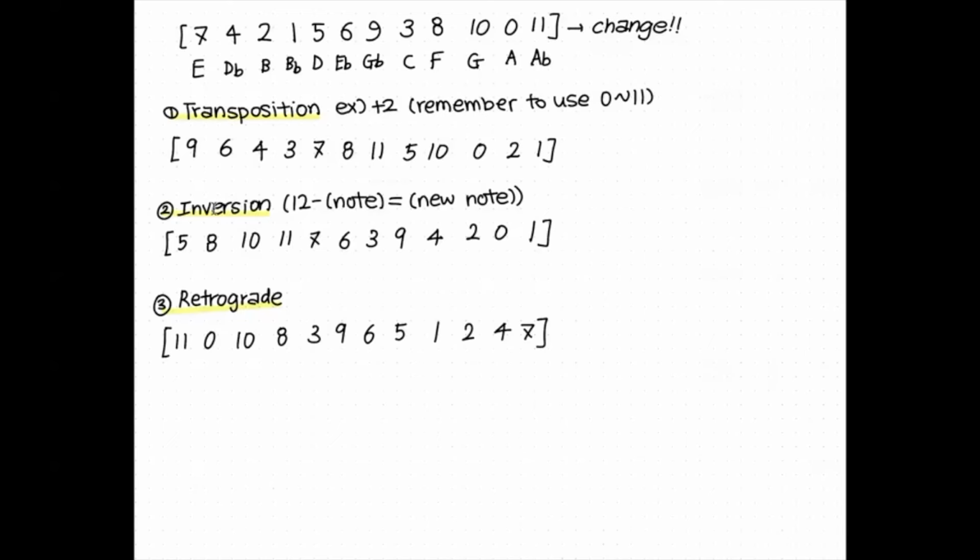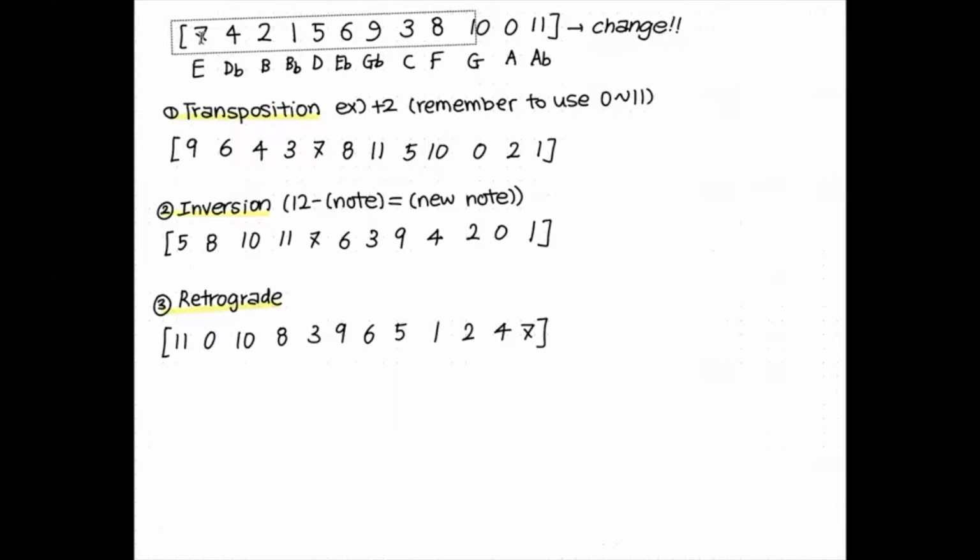Next up, we have inversion, which is switching every note in the scale to the other note that's equally close to the root note. For example, in an inversion, the third note in the scale would become the 9th, and the 7th note in the scale would become the 5th. An easy way to think about this is that 12 minus the note you already have is going to give you the new note.